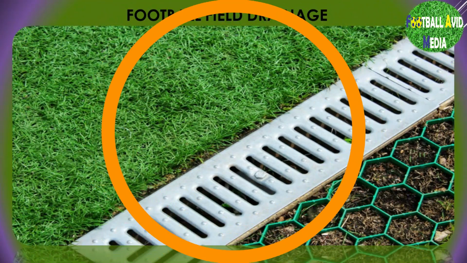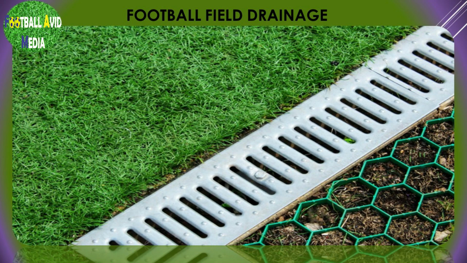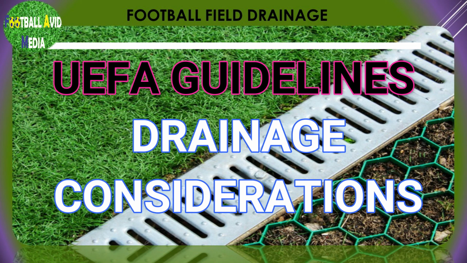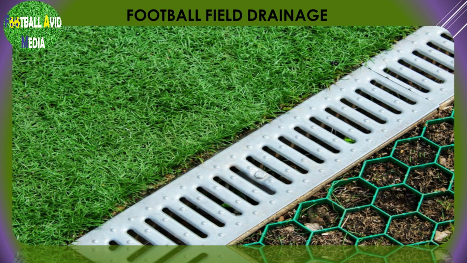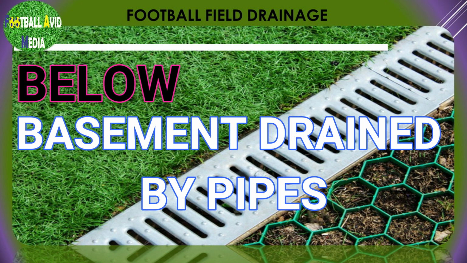Talking about the football or soccer field drainage, UEFA guidelines include drainage considerations. To prevent the playground from filling up with water during heavy rains, there should be a sand-dominated root zone under the playground turf. Below this sand-dominated root zone is a basement drained by pipes.